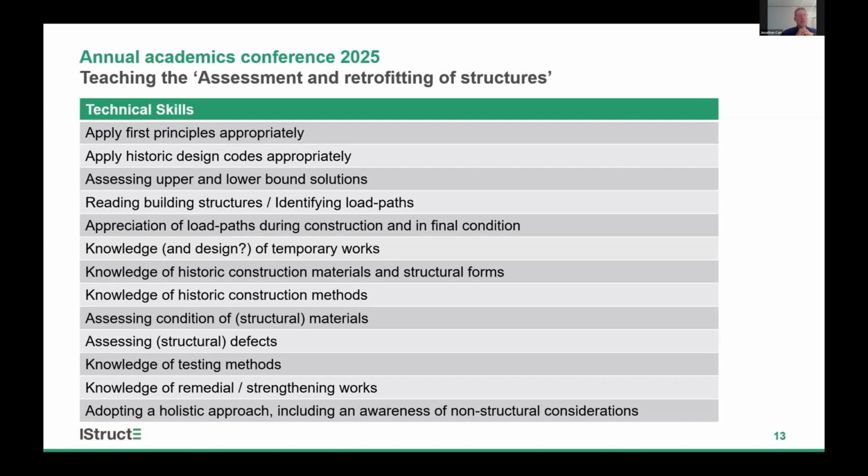Defects are clearly really important, and materials, condition of materials when you're assessing existing structures. And similarly, testing and inspection methods, and if necessary, remedial and strengthening works. It's again important to have some experience and knowledge and awareness of those. And last but not least, it's really important, as Yasmin has already alluded, to take a holistic approach. It's not just about the structure, there are lots of other considerations. So we need to be talking to the rest of the design team, to the conservation people, the architects, the building services engineers, the fire engineers, the acousticians. So we're just one part of a much bigger team.